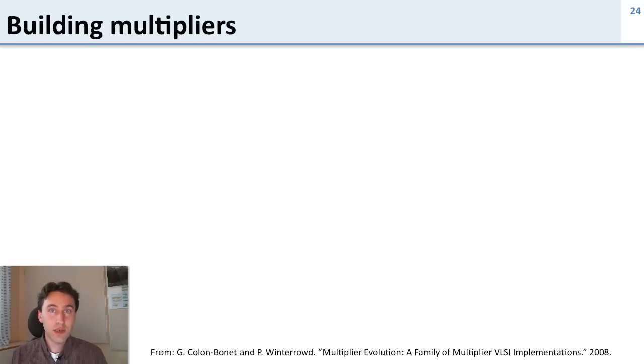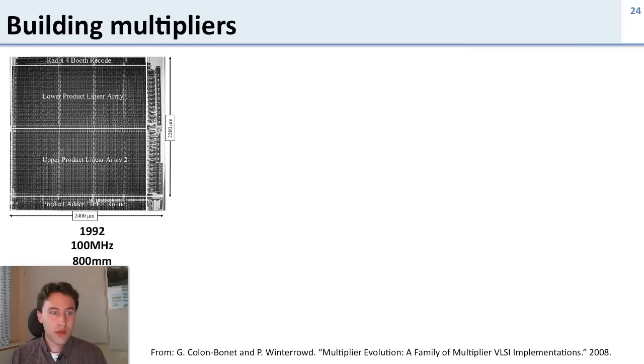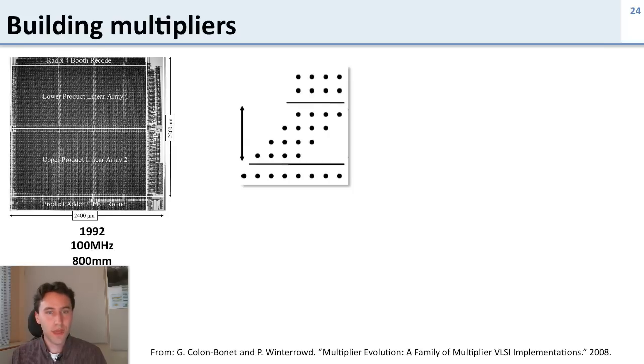So let's take a look at some examples of modern multipliers. Here's a multiplier from 1992, ran at 100 megahertz and was made in 800 nanometer technology. So you can see here, here's the actual multiplier, here's the circuit, and this is basically what we had before. What they did was they took this part here and they folded it over. So there's sort of an upper and lower triangle here, and they shoved them together by folding it in half.